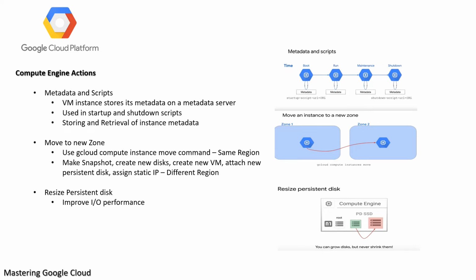Now, storing and retrieving instance metadata is a very common Compute Engine action. Another one is to move to a new zone. You can move your VM to a new zone in the same region by using the gcloud compute instances move command. Or you can move it to a different region by making a snapshot, creating a new disk, creating a new VM attached to the new persistent disk, and assigning a static IP address. Another action is resizing persistent disk. You can resize the persistent disk while it is attached to a running VM for your I/O performance.